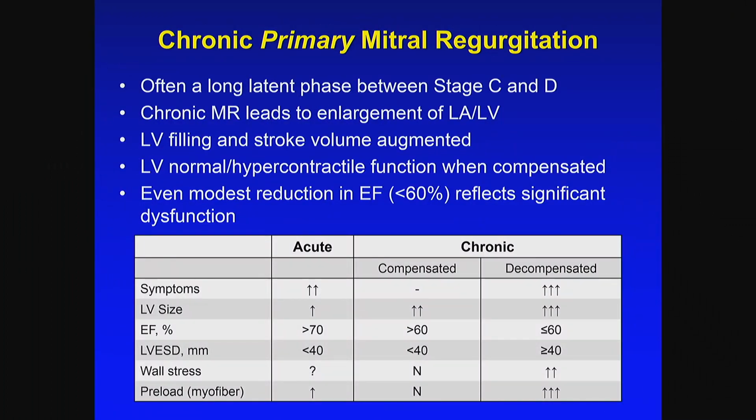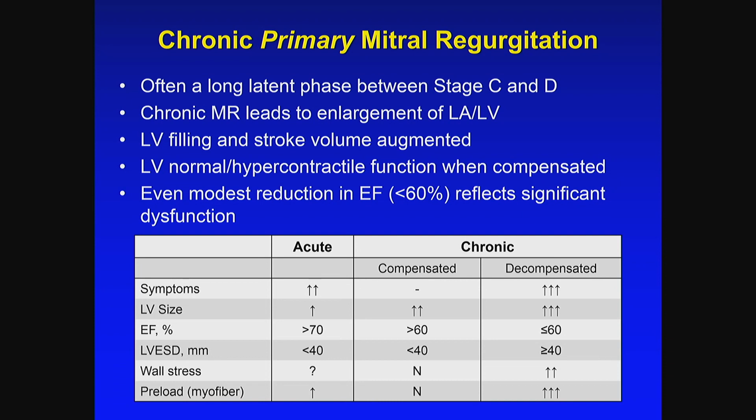Now, in contrast to the acute presentation of acute mitral regurgitation, chronic primary mitral regurgitation often has a very long latent phase between stage C and D. Patients can have compensated severe regurgitation for many years before clinical symptoms or cardiac remodeling develops.